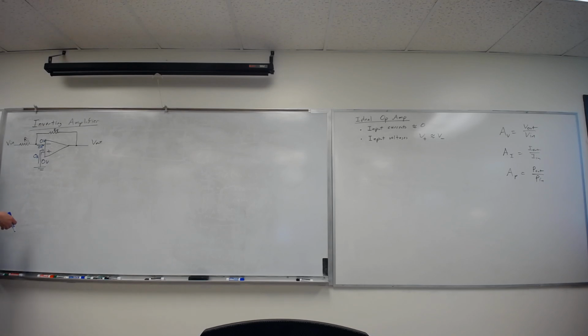Now that I have those down, what's my current going to be right here? I'll call this I sub I for the input current. So by Ohm's law, that's going to be the voltage drop across the resistor. So I'm going to start from Vn, I'm going to end up at 0, all divided by Ri.